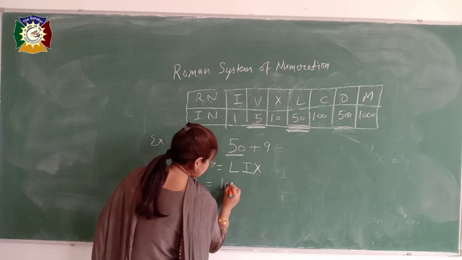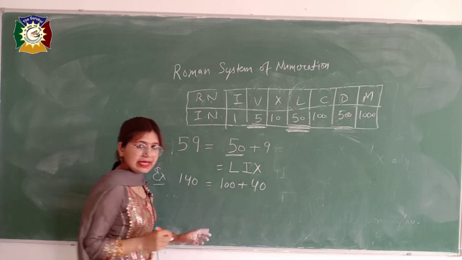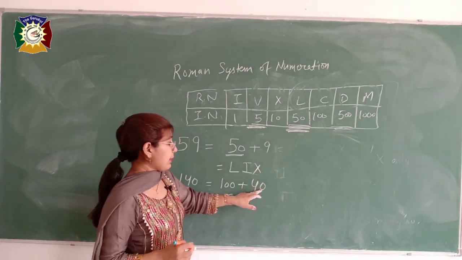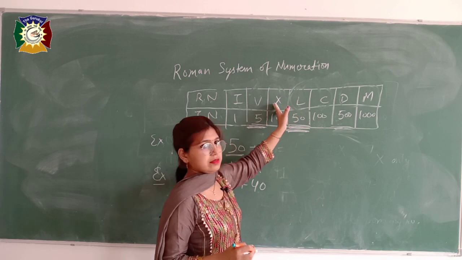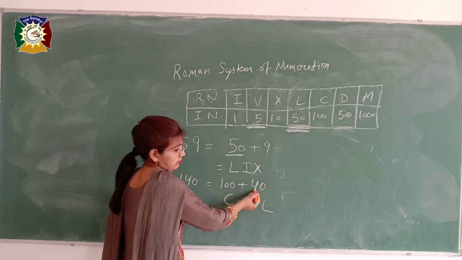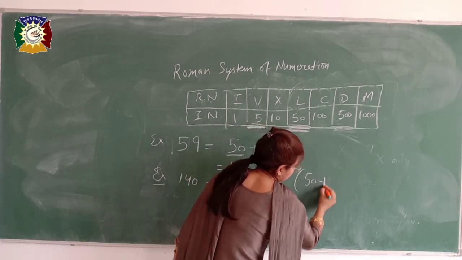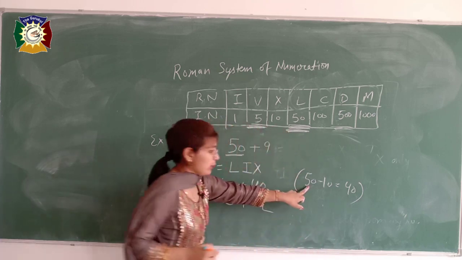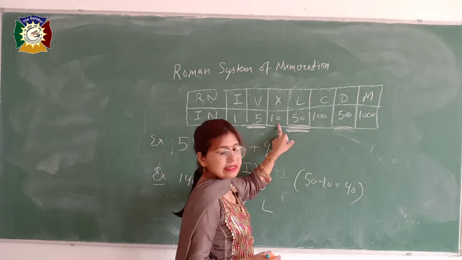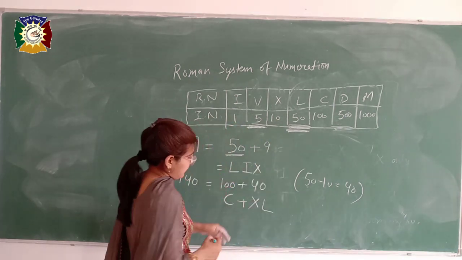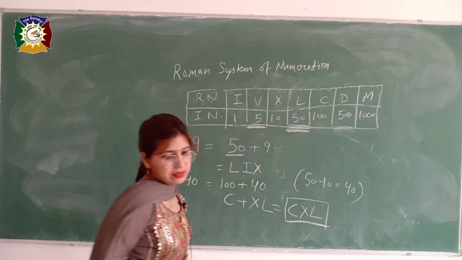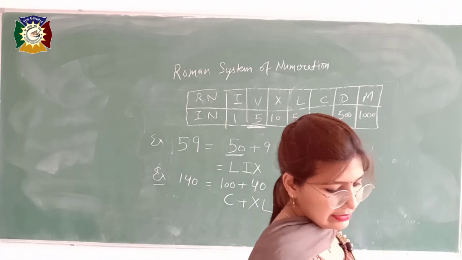You can write it as 100 plus 40. The symbol for 100 is C. And what about 40? It is XL, where L means 50. You want 50 minus 10, which is equal to 40. We have the symbol for 50, that is L. I want to subtract 10, and the symbol for 10 is X. So write it like this, and this becomes your CXL. This is your final answer.